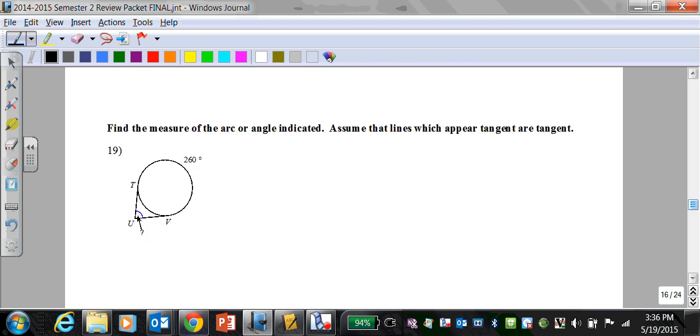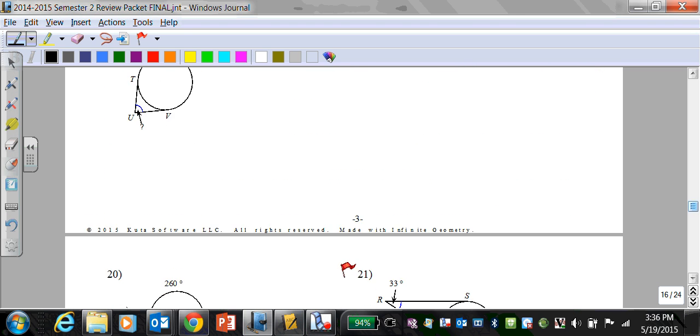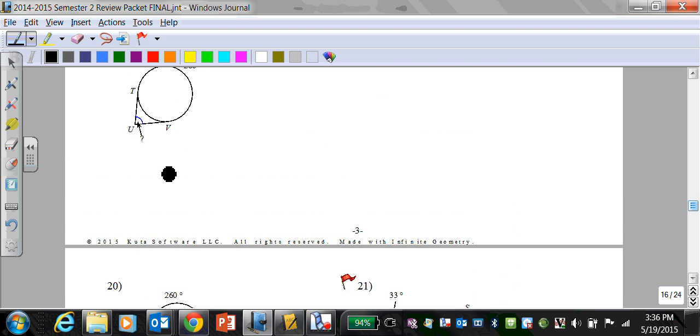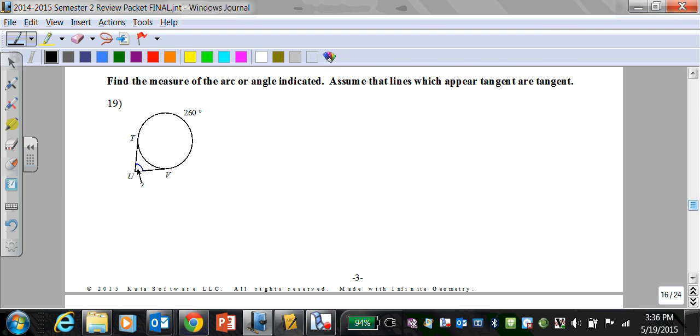Let's see. 19 and 21. Okay. Before I do 21, let's do a recap of all the different angles that we have. And we have space right here, so let's do that here. Ready?